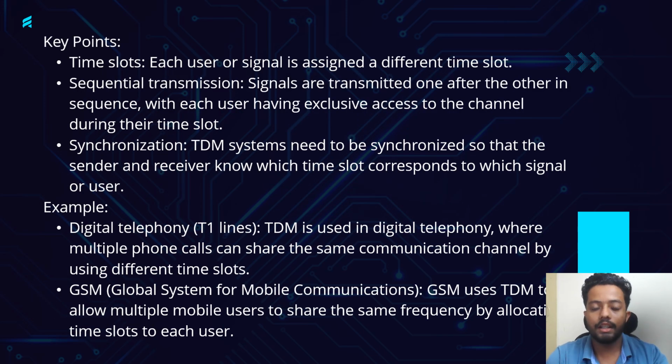Each user or signal is assigned a different time slot. Signals are transmitted one after another in sequence, and the user has exclusive access to the channel during their time slot. The most important part of time division multiplexing is synchronization. Both receiver and sender have to be synchronized in such a way that they understand which time slot corresponds to which signal or user.